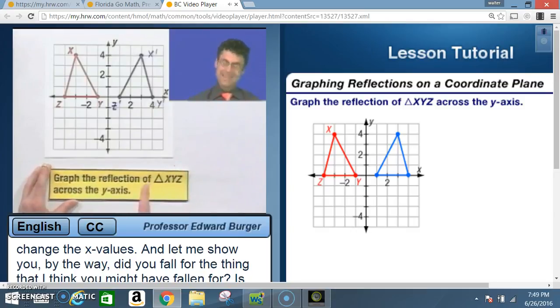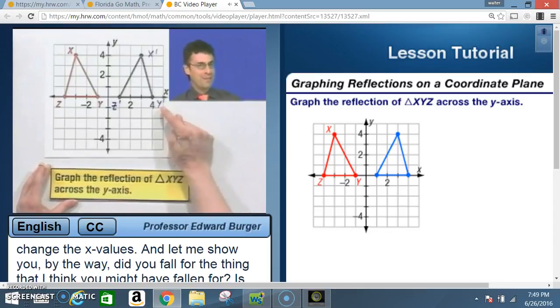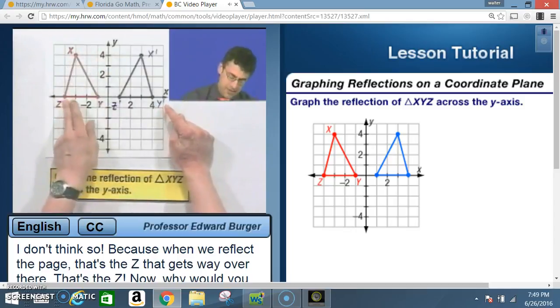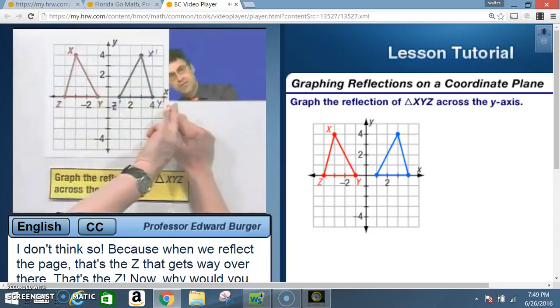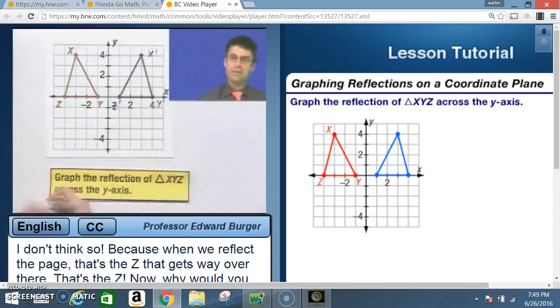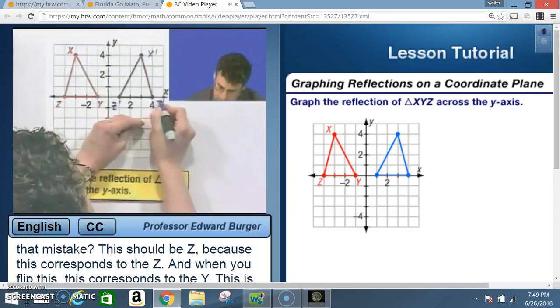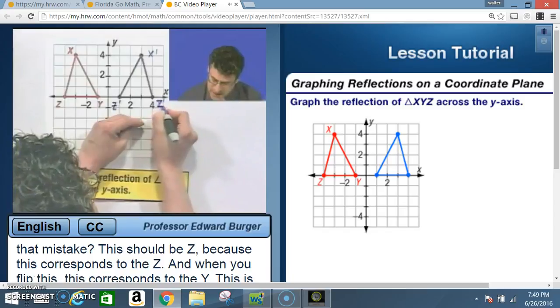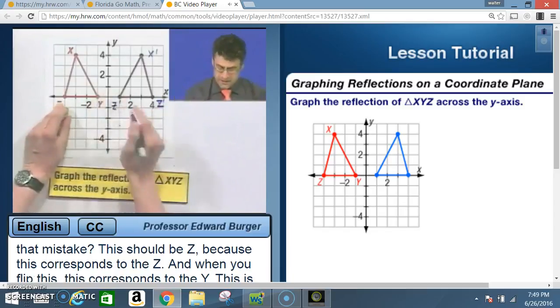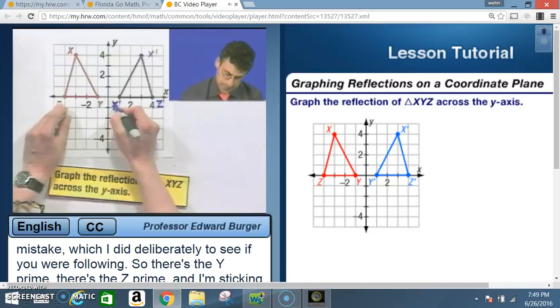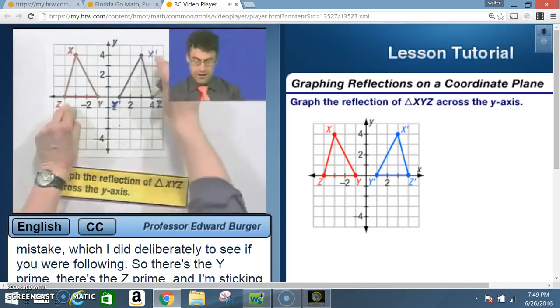Oh, by the way, did you fall for the thing that I think you might have fallen for? Is that really Y prime? I don't think so. Because when we reflect the page, that's the Z, which gets way over there. This should be Z, because this corresponds to the Z, and when you flip this, this corresponds to the Y. This is a classic mistake, which I did deliberately to see if you were following. So there's the Y prime, there's the Z prime, and I'm sticking with the X prime.